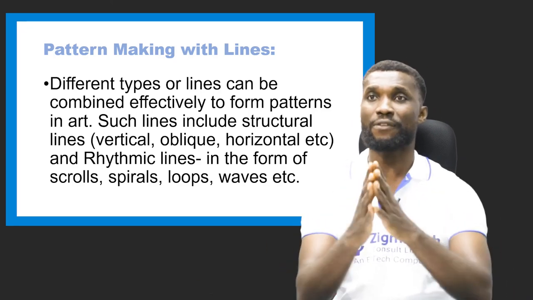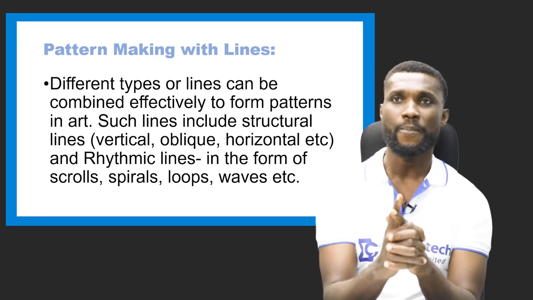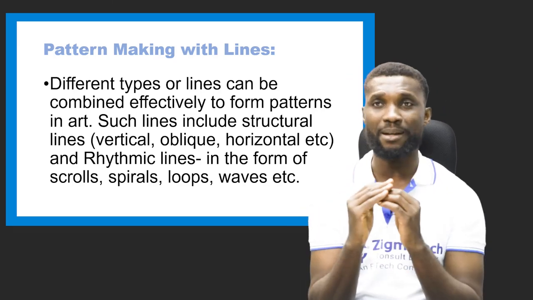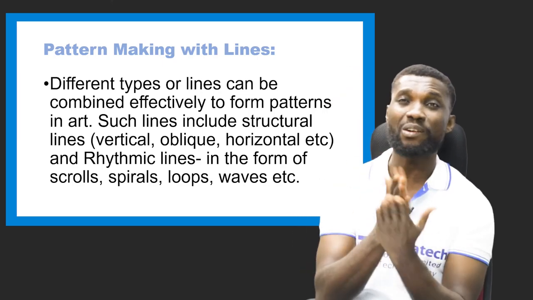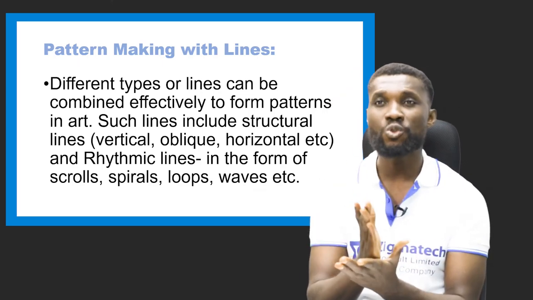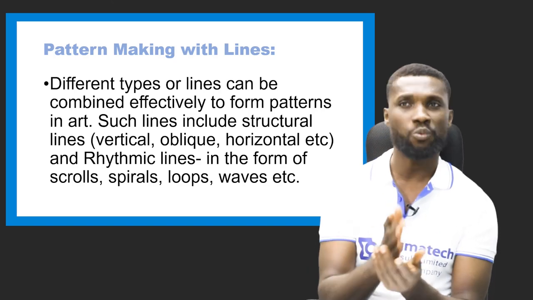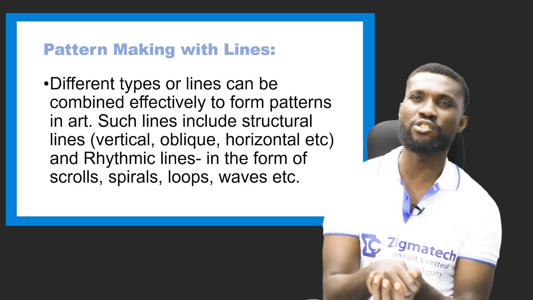In some lines, for example, we have two major types of lines. We have the structural lines, and then we have the rhythmic lines. Bear this at the back of your mind. A line is divided into two. By the time we start talking about line, we're going to break line down in bits, so you understand exactly what line stands for. What is the definition of line?